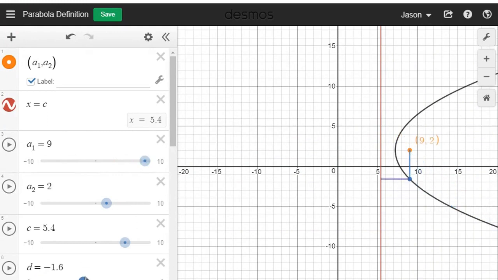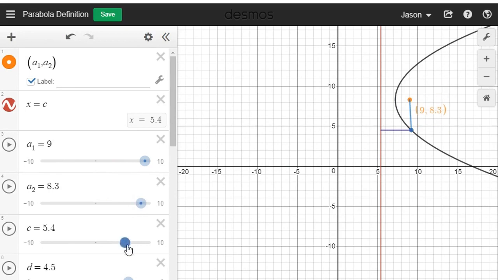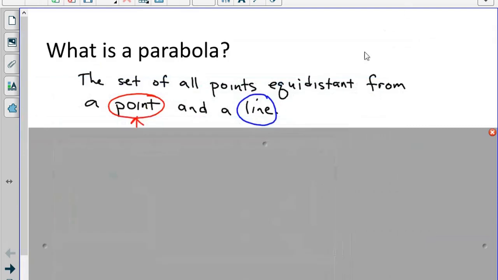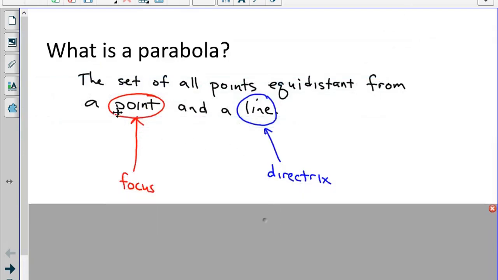So if I have the parabola where the orange point is on the right side of the red line, or in any case like this, notice that the distance here ends up being the same from the orange point to the parabola and the red line to the parabola. I call that point the focus. So that was the orange point in our diagram.